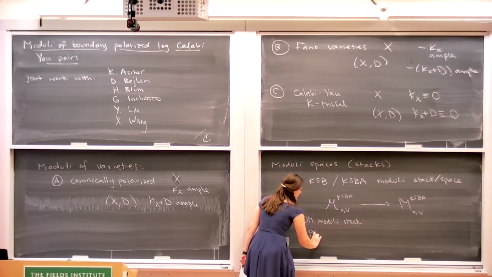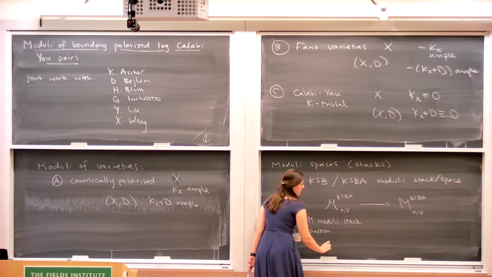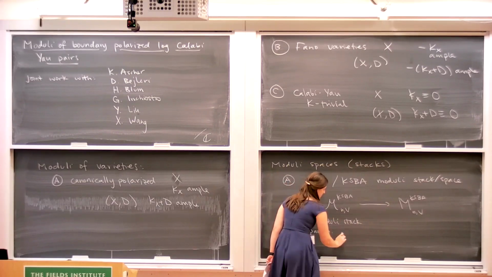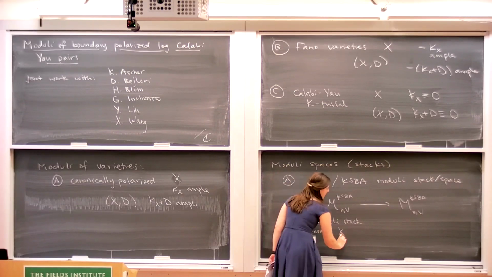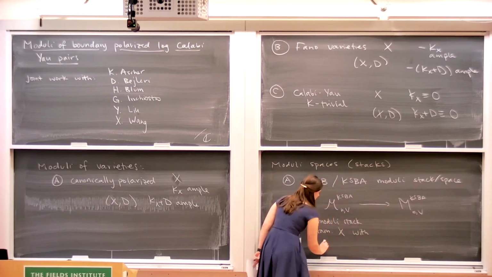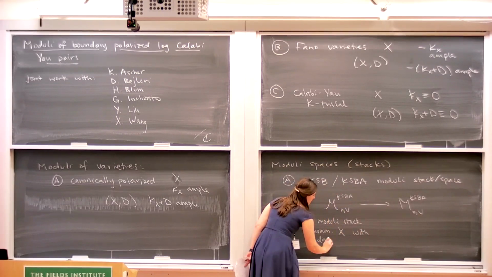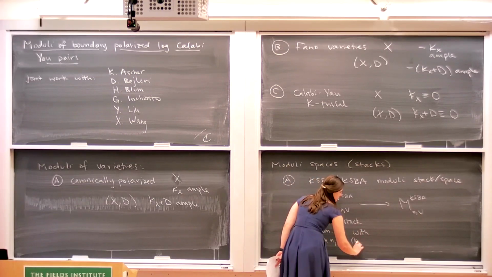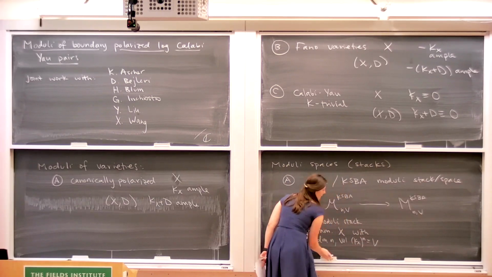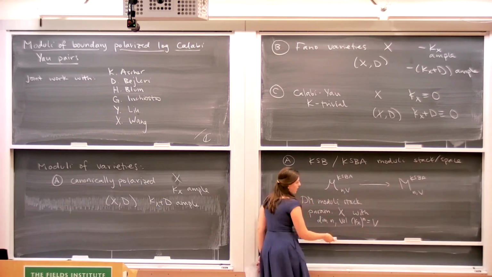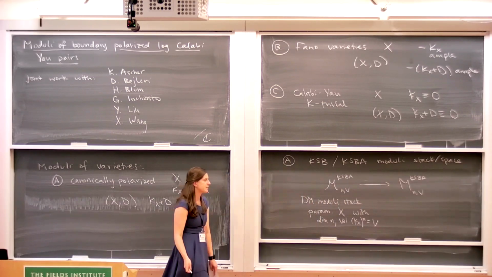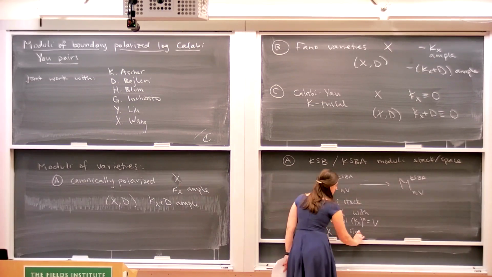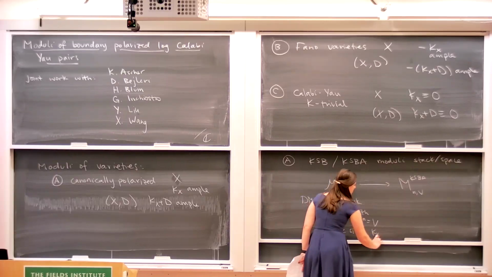This parameterizes, I guess, I haven't told you if we're talking about pairs or spaces. So let's just say we're talking about varieties right now. X with dimension n, volume K_X^n equaling v, and the stability condition to be in this stack is that X has SLC singularities and K_X is ample.